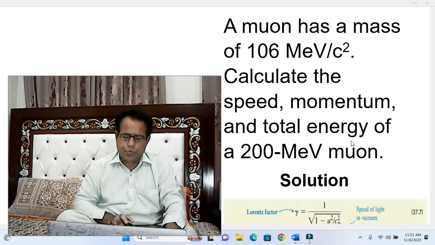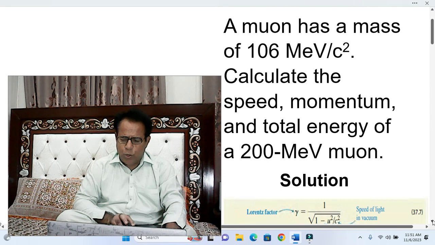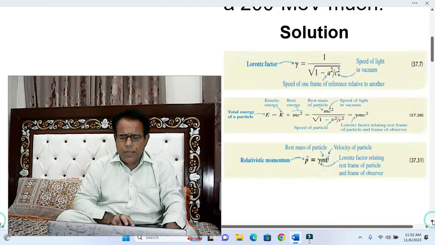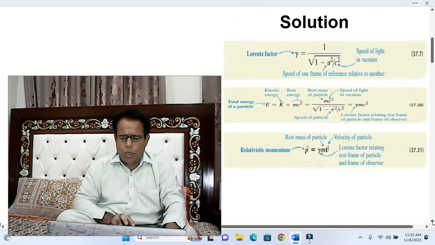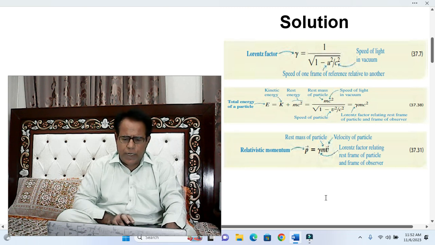Quite simple. As in previous problems, this is just a continuation of our previous problems, in which we are finding the speed, momentum, etc. Before starting its solution in a formal manner, we will have to go through a few slides. These slides will provide a guideline for the solution of this problem.